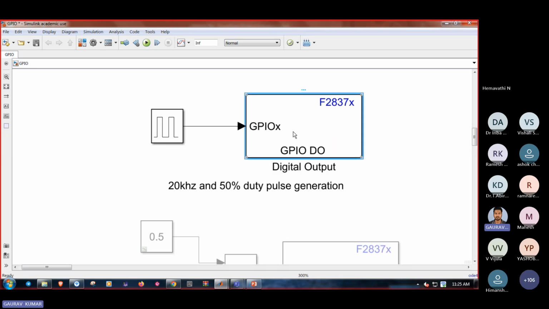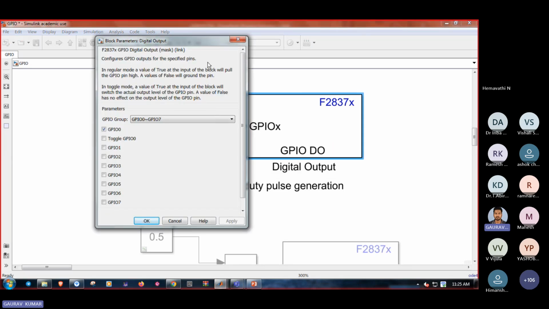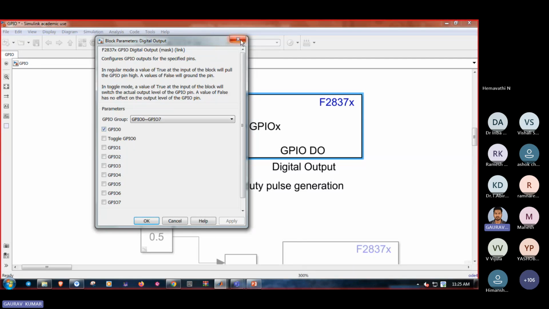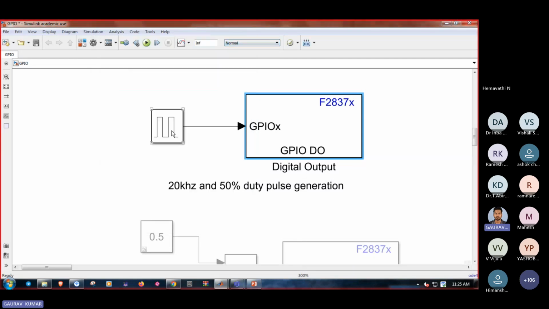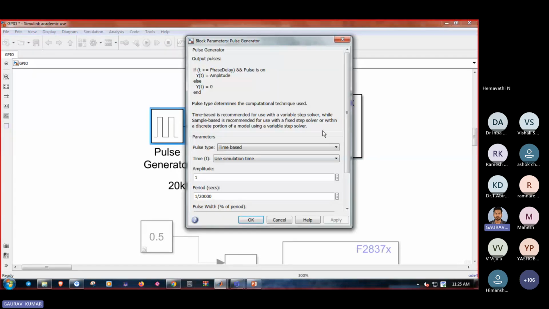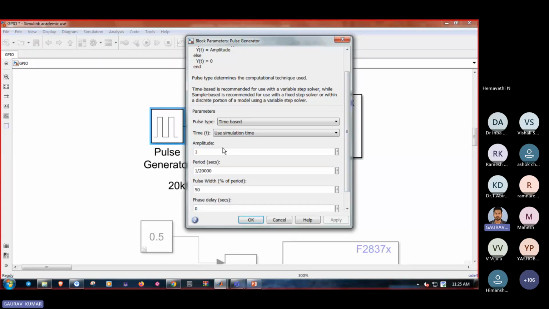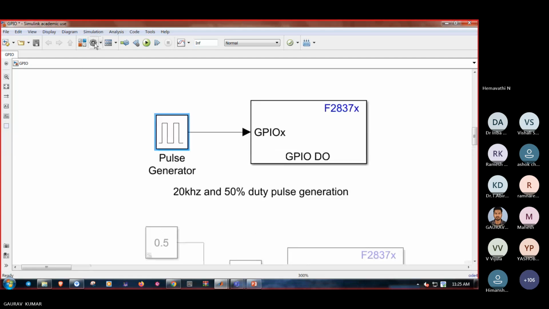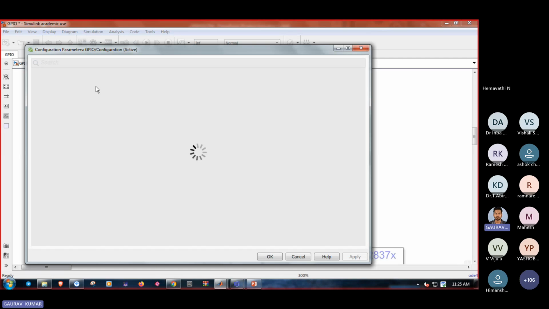Then we have to go inside it, and we have to select the GPIO pin. We have selected the GPIO 0 pin. For GPIO 0, you can verify by going through the pin details which I have shared. It is pin number 40. Okay. Then I have taken a pulse generator block. I have to generate a 20 kilohertz pulse, so I have written 1 by 20,000 for the period, and the pulse width is 50%. Firstly, I will show you the pins which I have told you about.